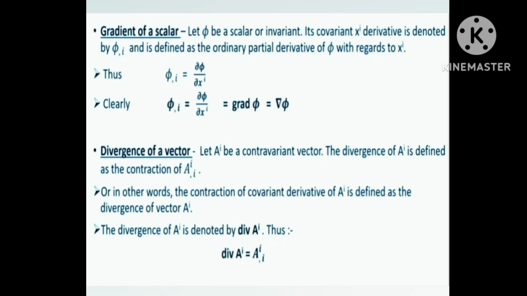Now, divergence of a vector. Let A^I be a contravariant vector. The divergence of A^I is defined as the contraction of A^I, or in other words, the contraction of the covariant derivative of A^I is defined as the divergence of vector A^I. The divergence of A^I is denoted by div A^I. Thus, div A^I is equal to A^I_I.